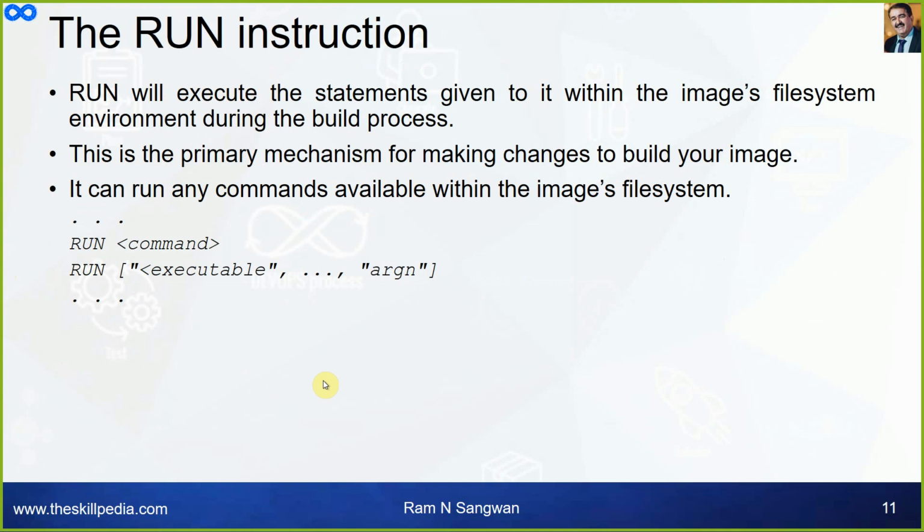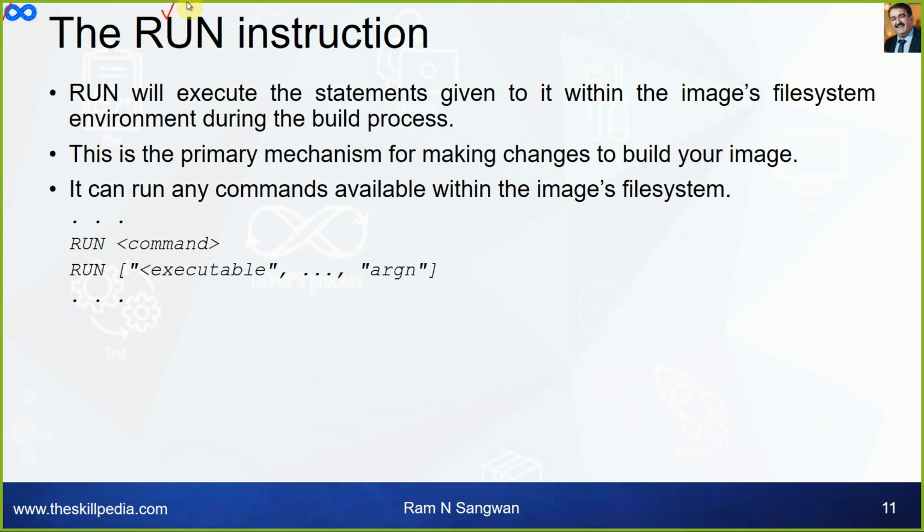Then we have the run instruction. Run will execute the statements given to it within the image file system environment during the build process. In fact, think of a scenario where you have the source in Python and you want to build a binary out of this Python by using the build process or build instructions inside your image file system, so that you can remove that source code and intermediate files and keep only the binary executable or target. All right, so that can be done using the run instruction.